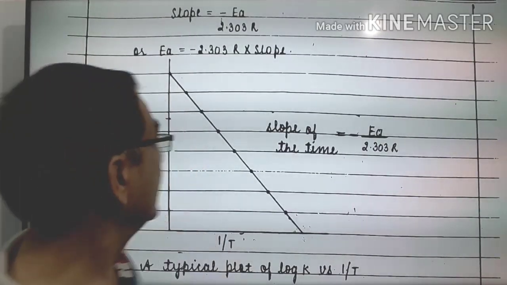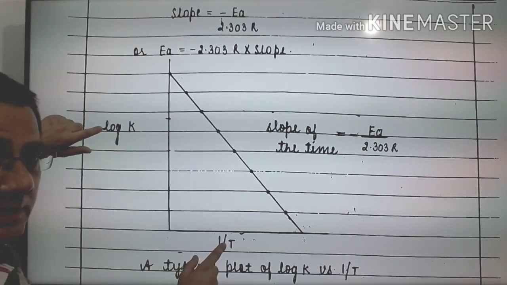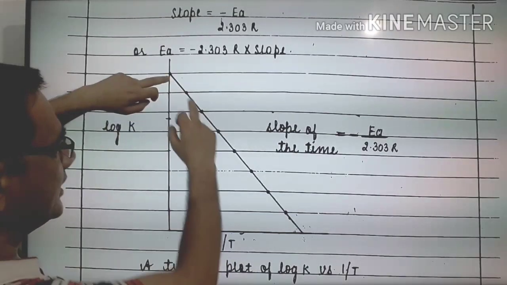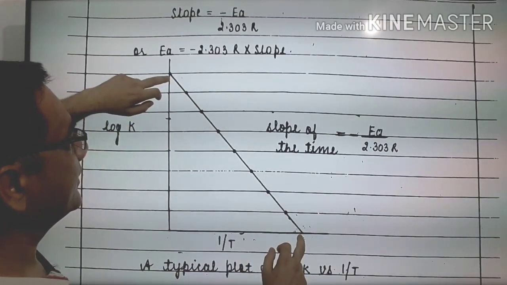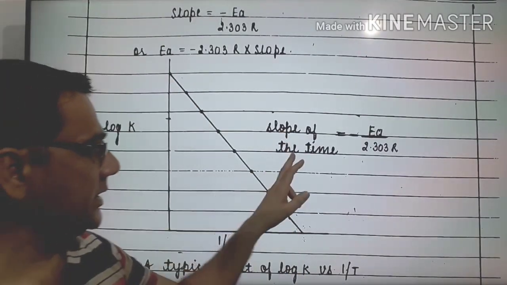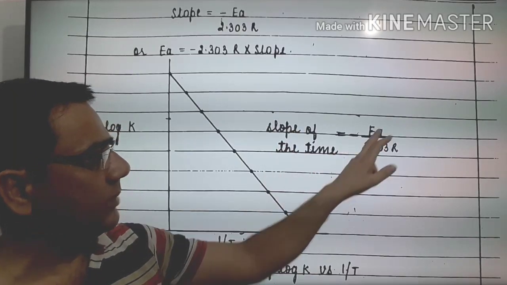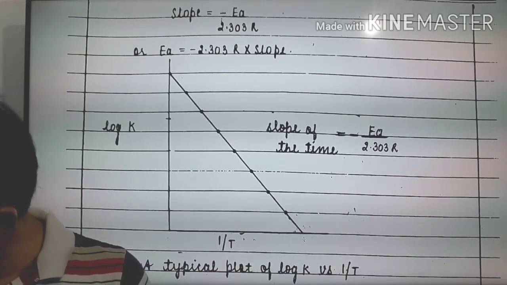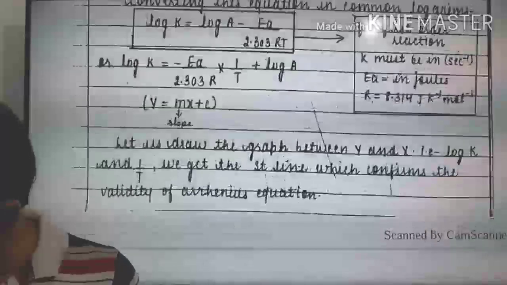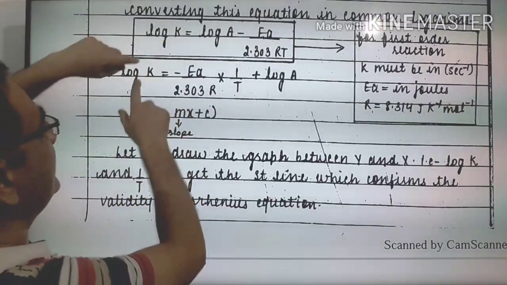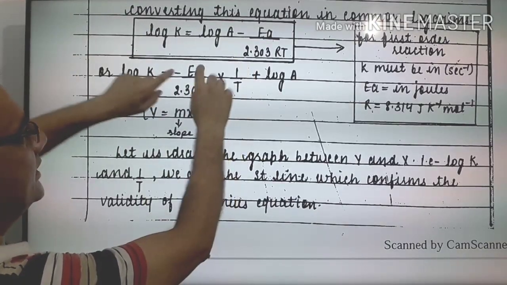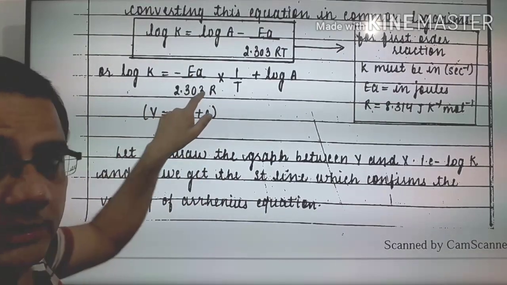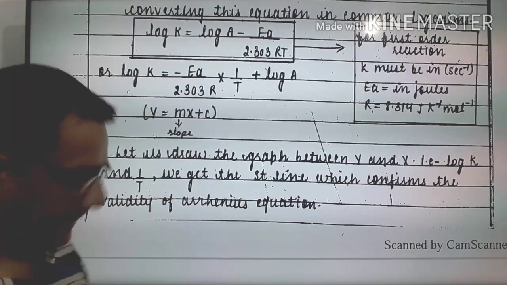This is the graph. This is log k and this is 1 upon T. When we plot the graph between log k and 1 upon T, it comes a straight line graph. In this, the slope is equal to minus Ea upon 2.303 R. Because already I told you, if we plot the graph between log k and 1 upon T, then this will be called the slope. The slope is equal to minus Ea upon 2.303 R.